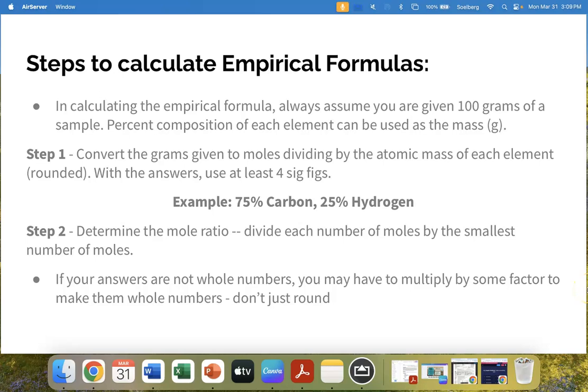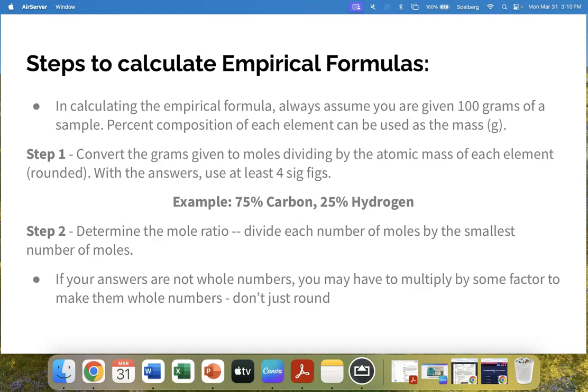Okay, so the steps to calculate an empirical formula. In calculating the empirical formula, we always assume we're given 100 grams of a sample. So when we're working with percentages, we have to convert percentages to grams. The percent composition of each element can be used as the mass in grams. This will make sense when we do an example. So step 1, we're going to convert the grams given to moles, dividing by the atomic mass of each element, and we're going to use a rounded atomic mass. With the answers, we're going to have at least 4 significant figures, so 4 digits after the decimal point if we have that many digits.